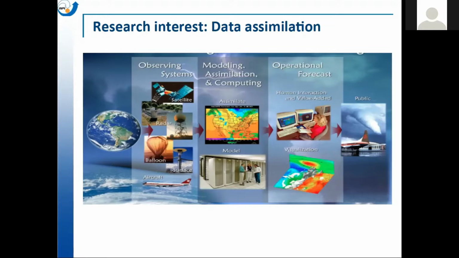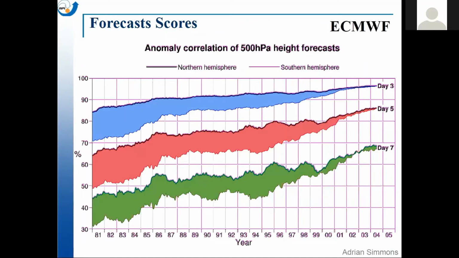Professor Alberto said that there are three different applications: filtering, prediction, and smoothing. Here we are trying to identify the best initial condition for the prediction process. And this is a very interesting result from ECMWF, the European Centre for Medium-Range Weather Forecasting.